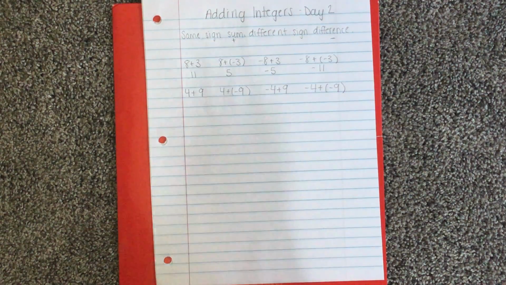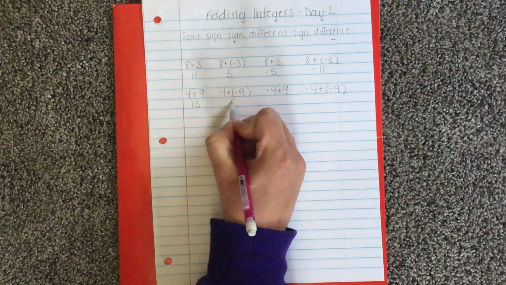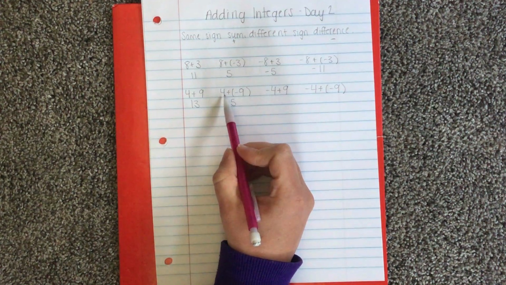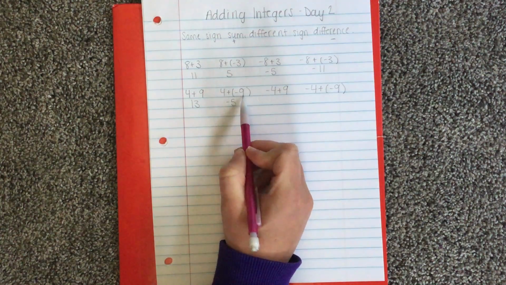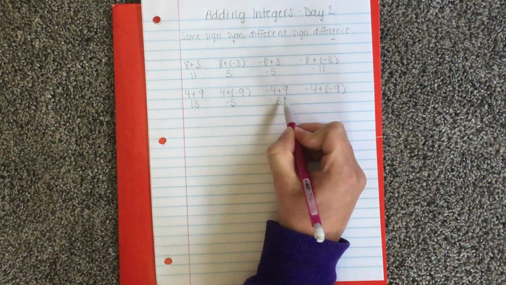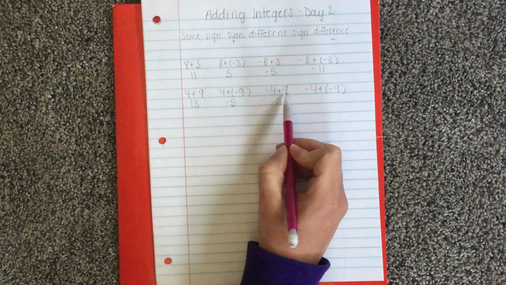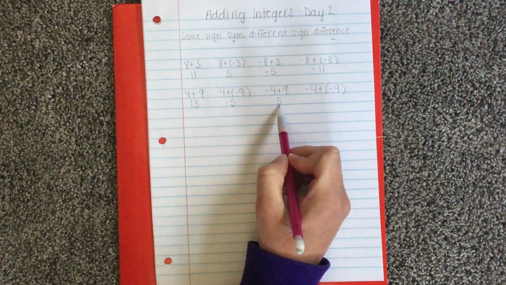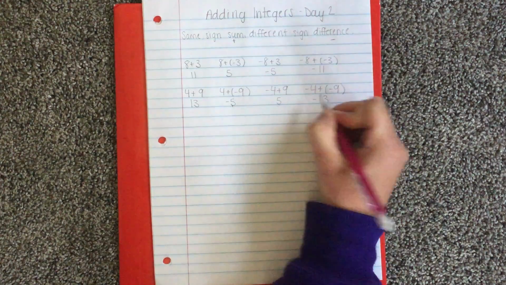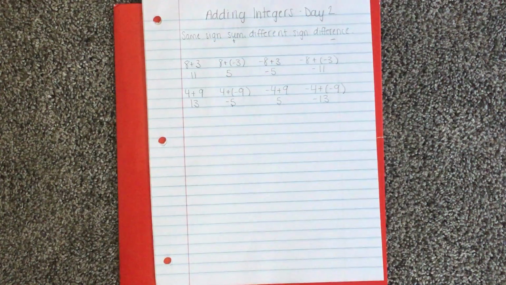Okay. Same sign sum, different sign difference, so I subtract. Then the bigger number is negative, so my answer is negative, or I can refer to it as money. I have $4, but I owe my mom 9, so I still owe her 5. Different sign difference, so it's subtraction. The bigger number is positive, so my answer is positive, or I owe my mom $4, I have $9 in my bank, so I have 5 left over. Same sign sum, they're both negative, so my answer is negative. I owe my mom 4, I owe my dad $9, so I owe 13 altogether.